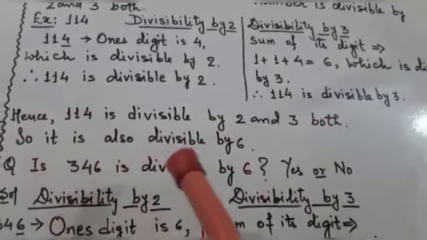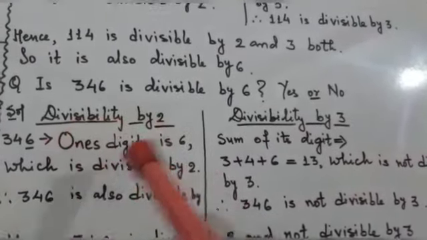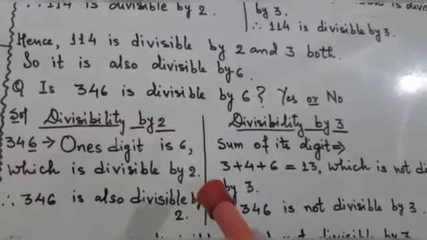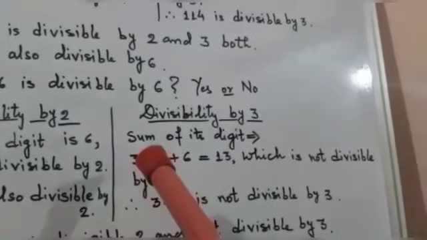One question: is 346 divisible by 6? Yes or no? We have to follow the divisibility test. Divisibility by 2: 346, the ones digit is 6, which is divisible by 2. Therefore 346 is also divisible by 2.